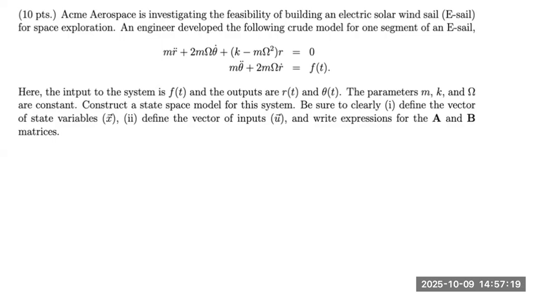The parameters m, k, and omega are constant. Construct a state space model for this system. Be sure to clearly define the vector of state variables, define the vector of inputs u, and write expressions for the A and B matrices. So first, we have to understand what a state space model is.